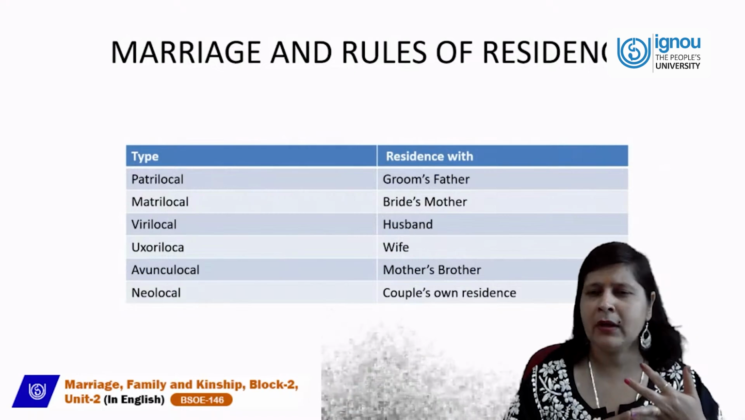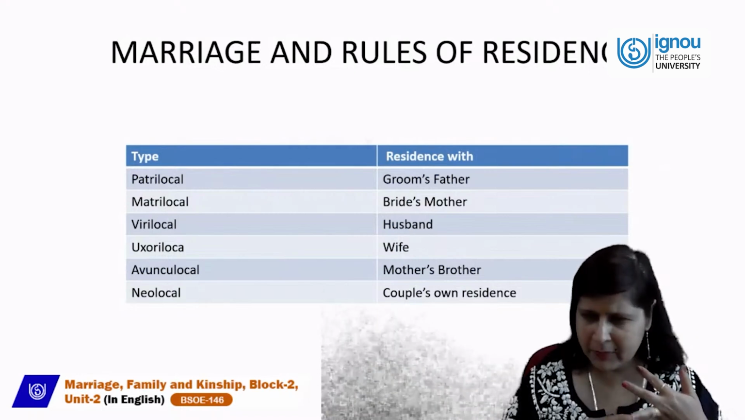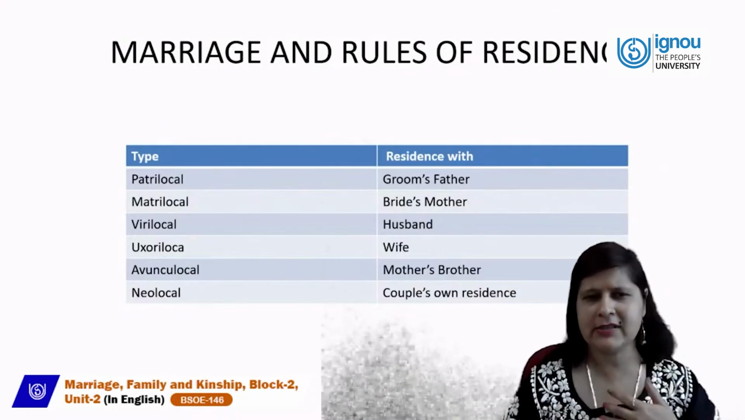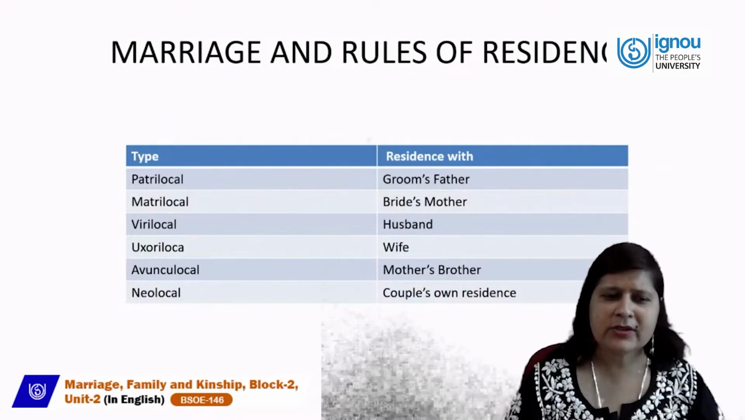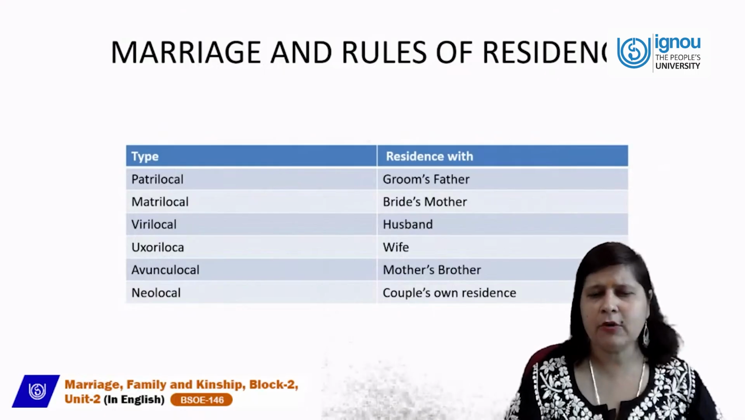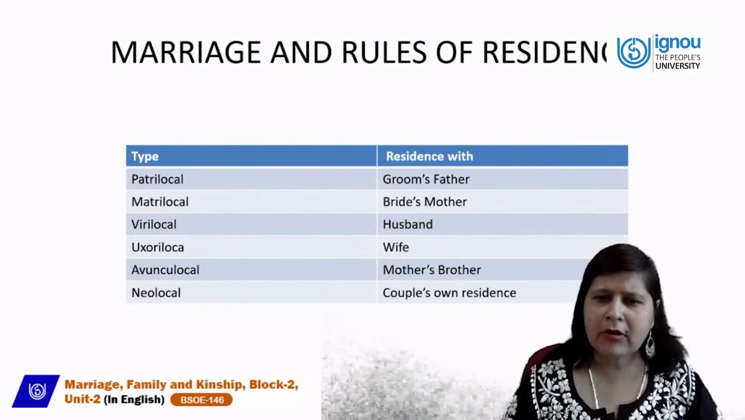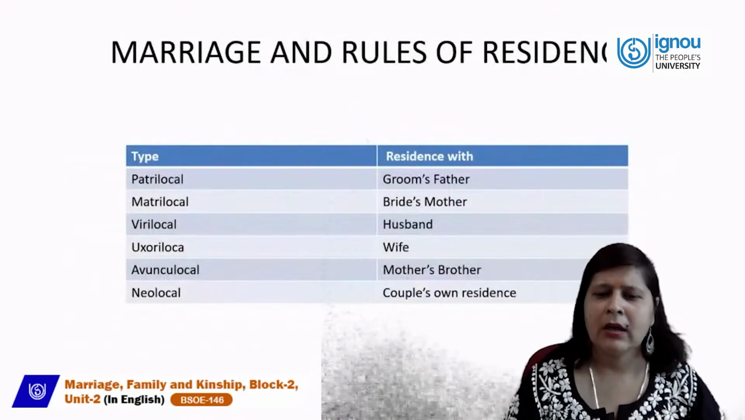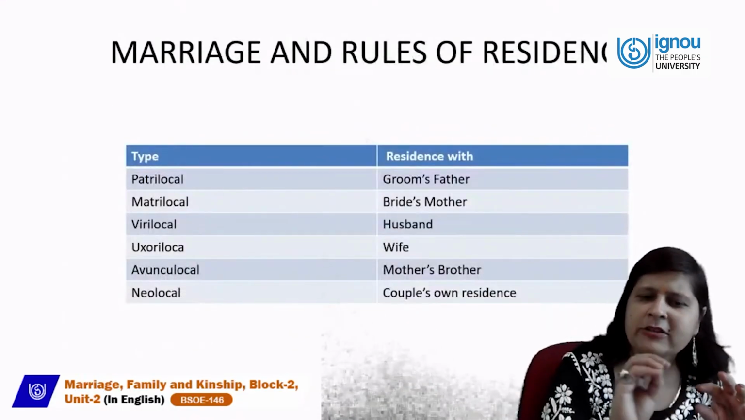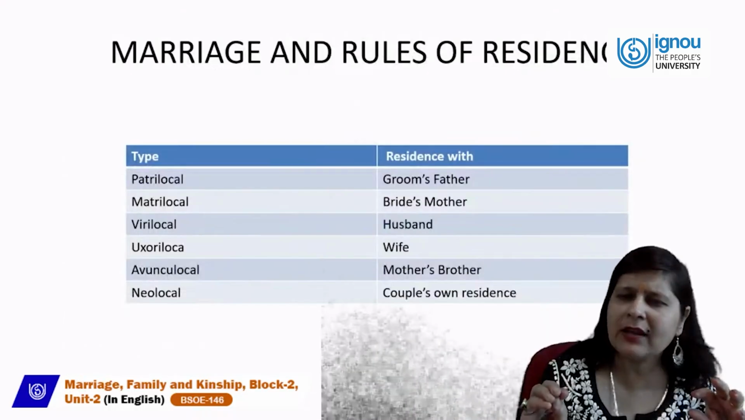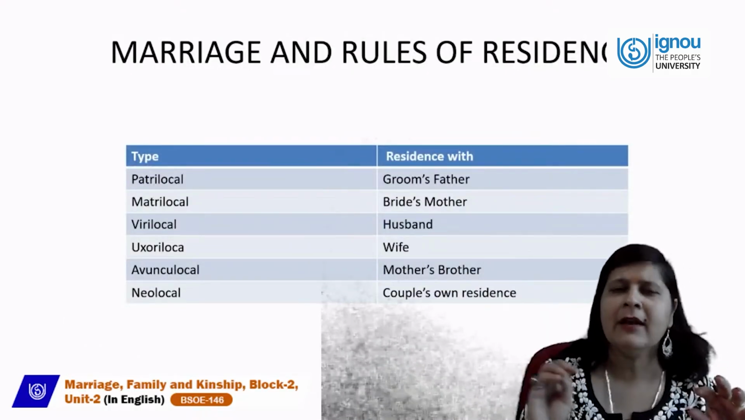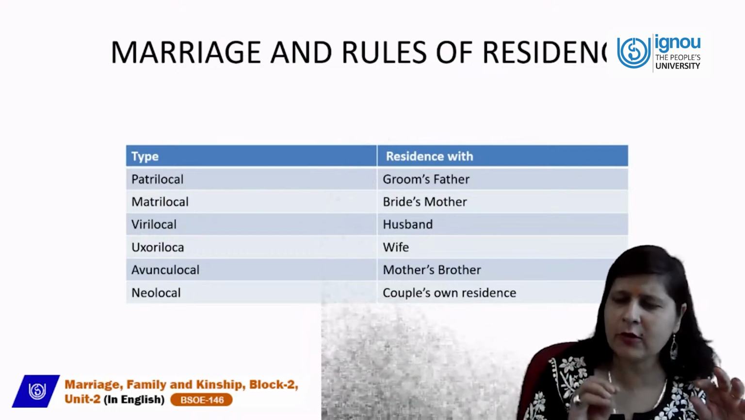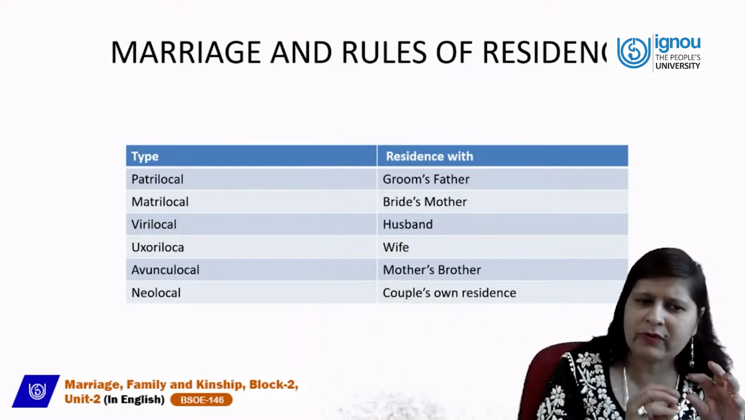We discussed the rules on the basis of the number of spouses one can have, and now there are the rules of residence, right? The first is patrilocal, where the residence is the groom's father's. Patrilocal is when a wedded couple resides with the groom's father.